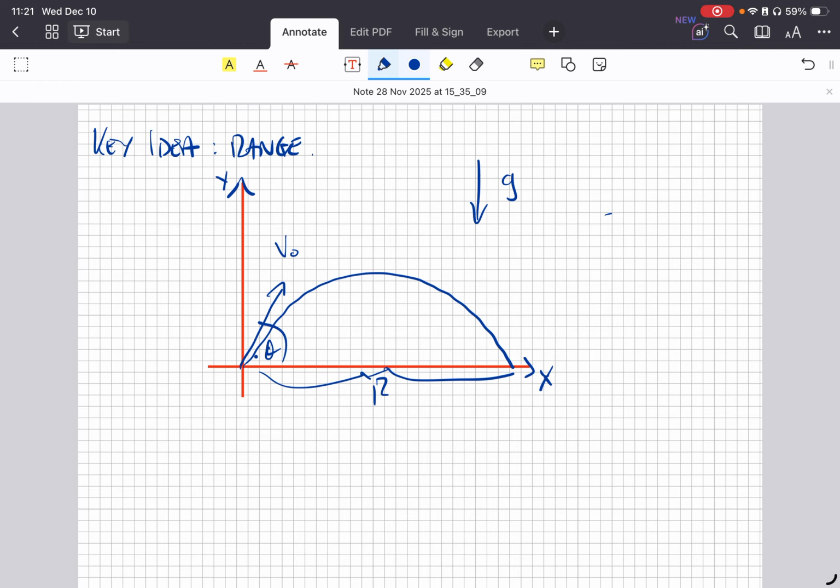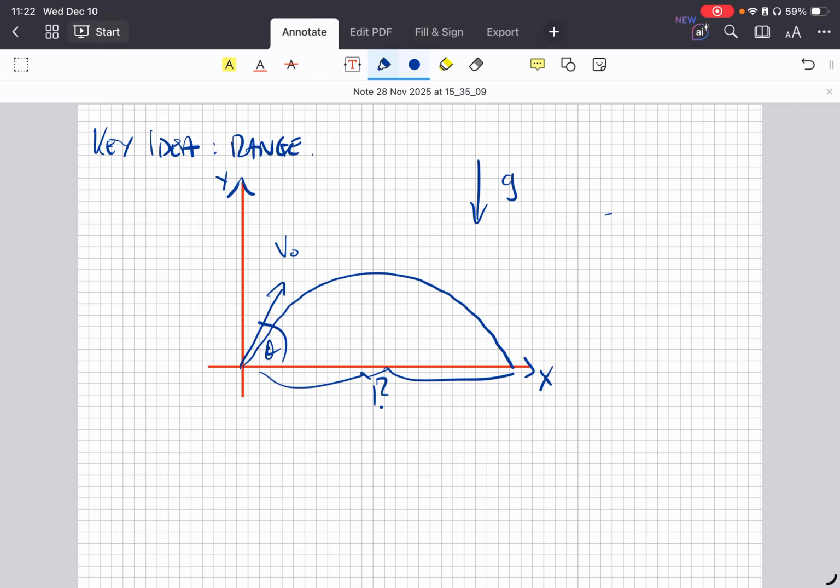The particle moves horizontally exactly as it would if we'd launched it horizontally, but the vertical motion is affected by this acceleration. So we're always accelerating downwards, so the upward velocity component is decreasing until we reach this apex, and then we come back down to Earth.